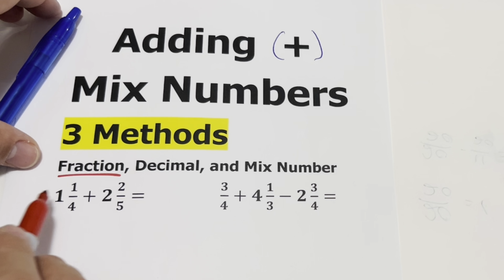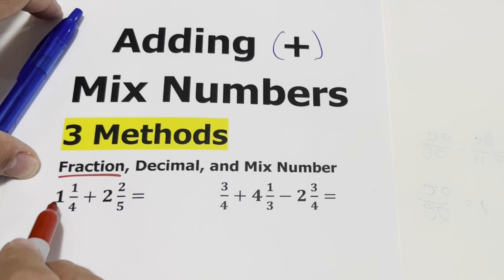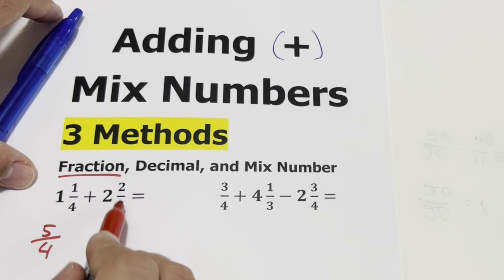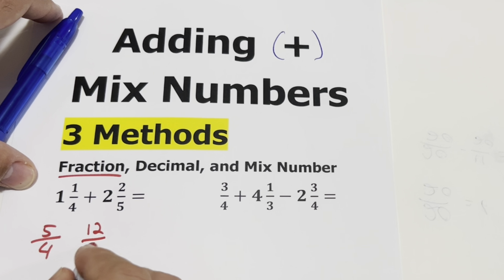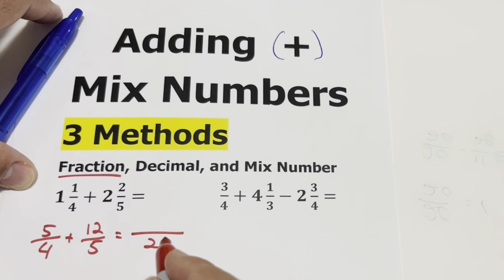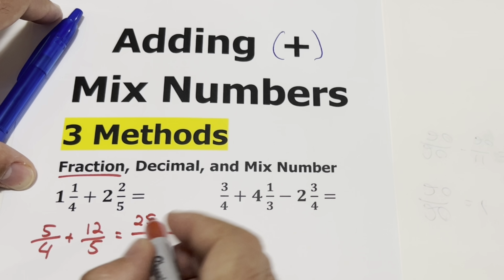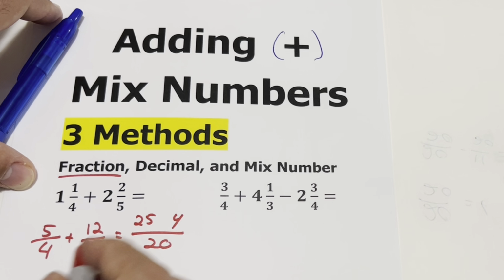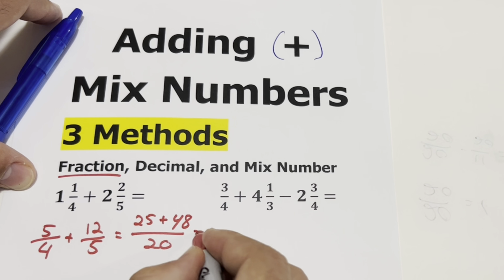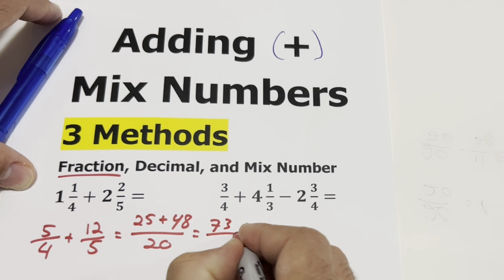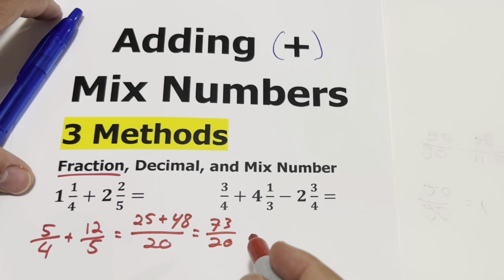So remember the common method to change a mixed number into a fraction, you multiply and then add. So 5 over 4. Then here 2 times 5 is 10, plus 2, 12, 12 over 5, and this is an addition. So we find common denominator is 20, that's the LCM. Here will be 25, here will be 48. In this case, we use cross multiplication. So that will be 73 over 20. So we have the first answer.